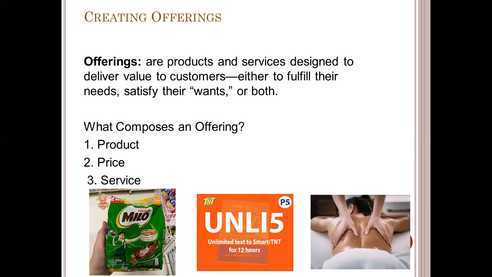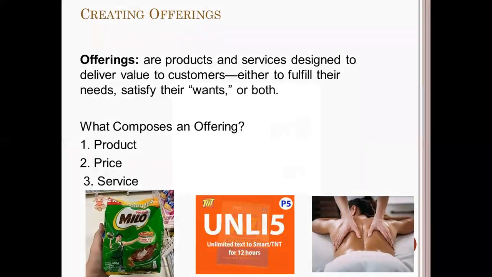And we have here service. And a service is an action that provides a buyer with an intangible benefit. A haircut is a service. When you purchase a haircut, it is not something you can hold, give to another person, or resell. Pure services are offerings that don't have any tangible characteristics associated with them. For example, skydiving, swimming. So these are services, and this is what composes an offering: product, price, and service.